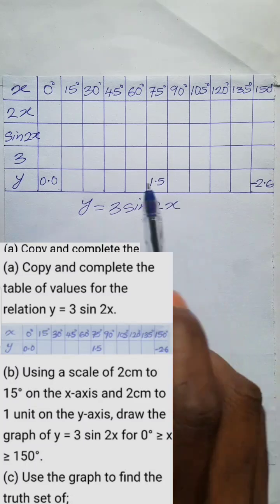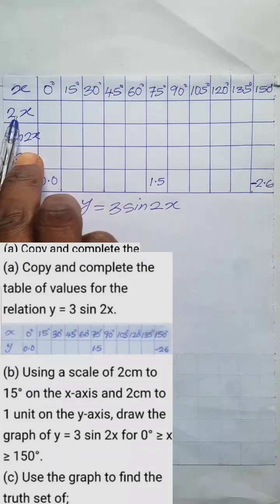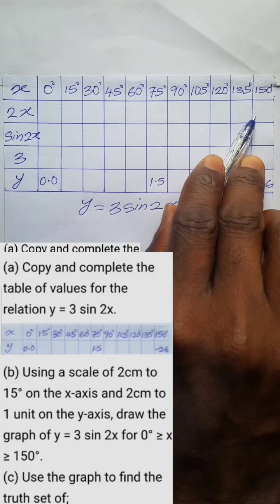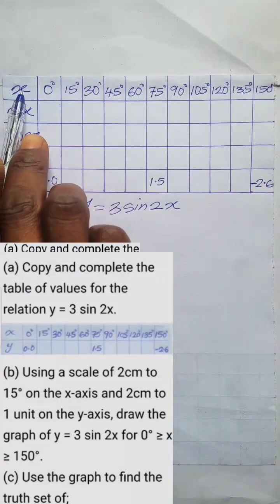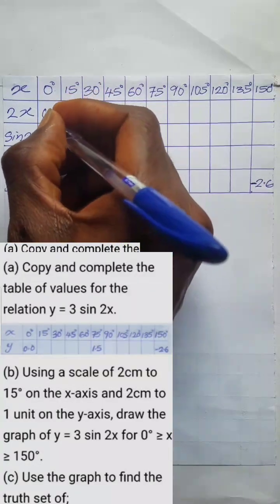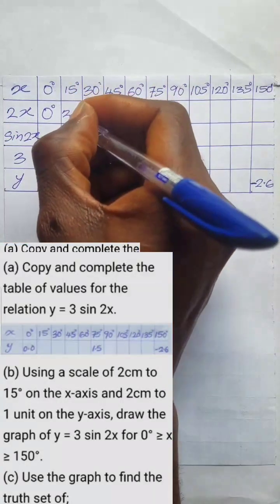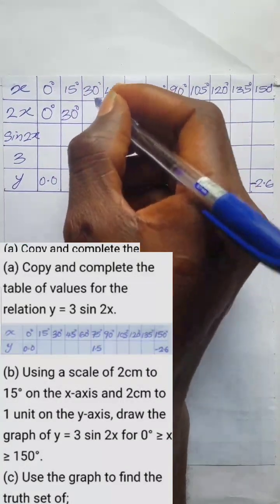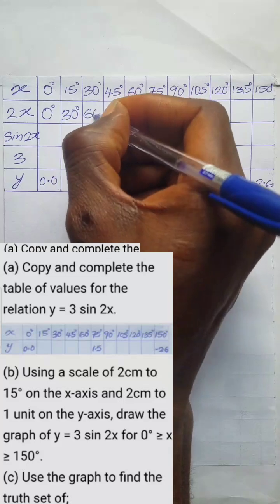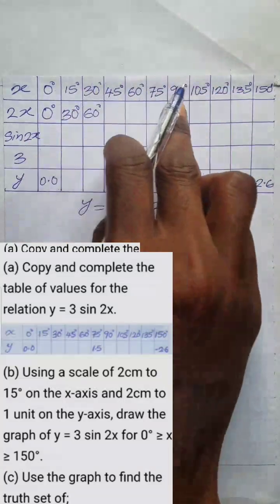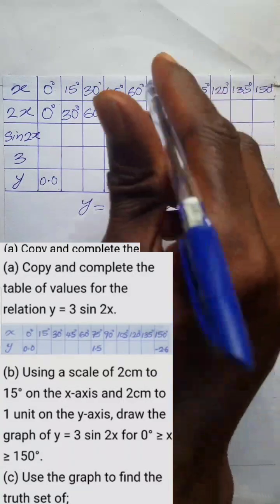Okay, now for this column 2x, all we have to do is 2 times x. So 2 times 0 is what? So 0. 2 times 15 is what? 30 degrees. 2 times 30 is what? 60 degrees. Just compute 2 times all these.